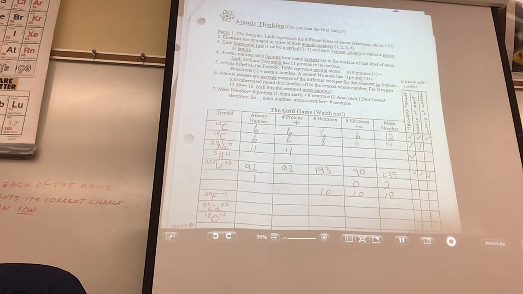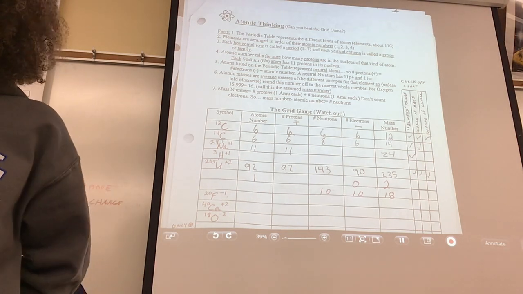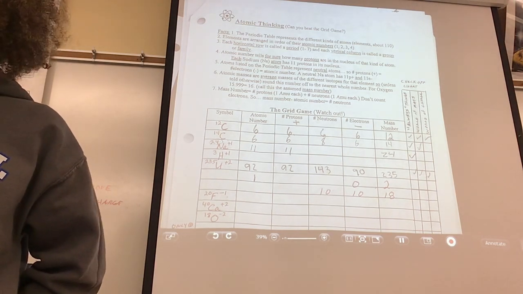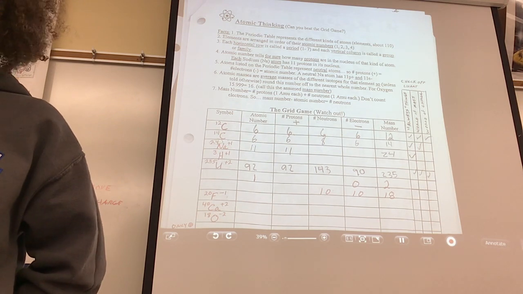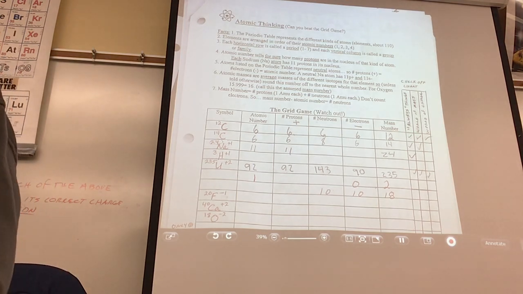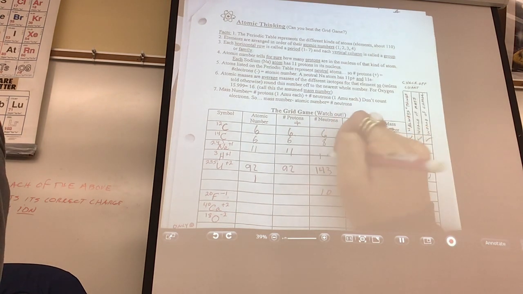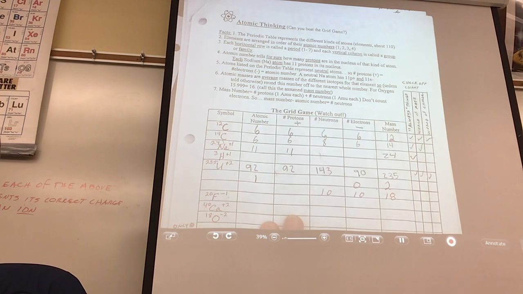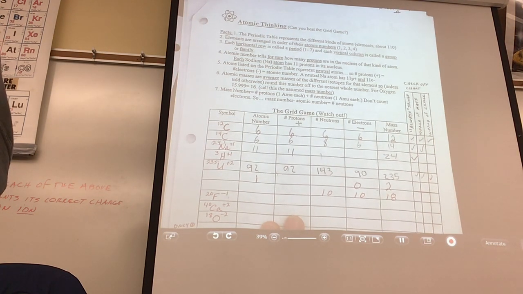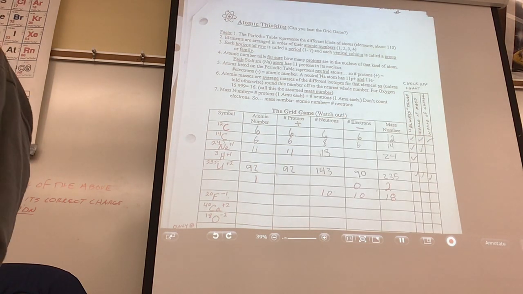And then the mass number is 24. Is it always 24 for sodium? No. Is this isotope 24? Yes. And then you can subtract the atomic number from the mass number to get the number of neutrons. So that would be 13. That's it. You're done with the world of mass. That's good. Put a little check mark.